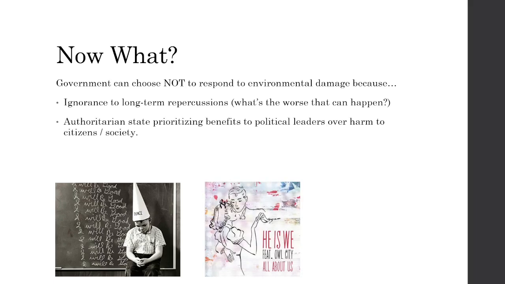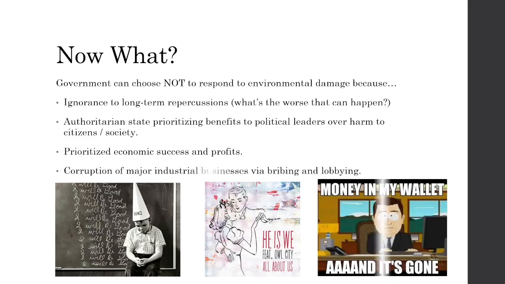They could be an authoritarian state, prioritizing benefits to political leaders. It's all about them over the citizens and societies. They could prioritize economic success and profits. If they manufacture more, they can sell more, make more profits. They could also have a lot of corruption within major industrial businesses, and this can occur through lobbying and bribes.